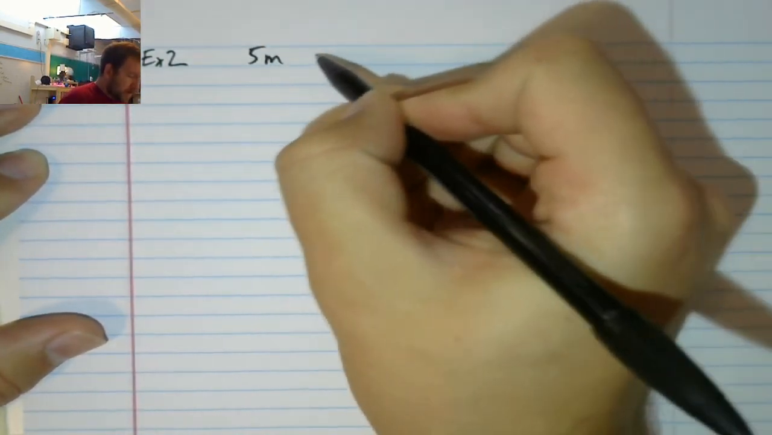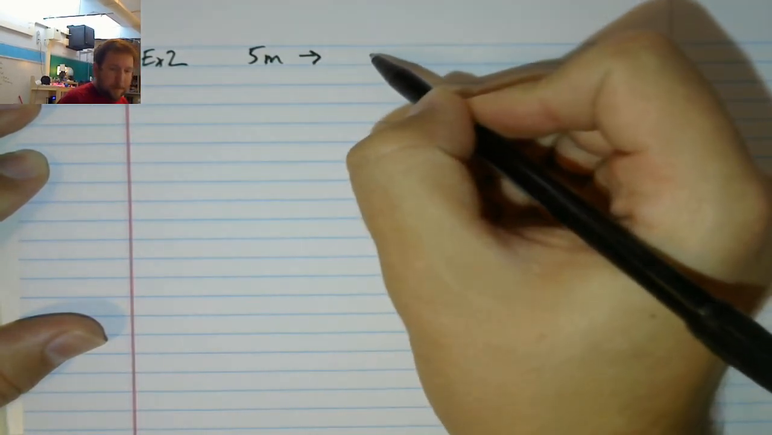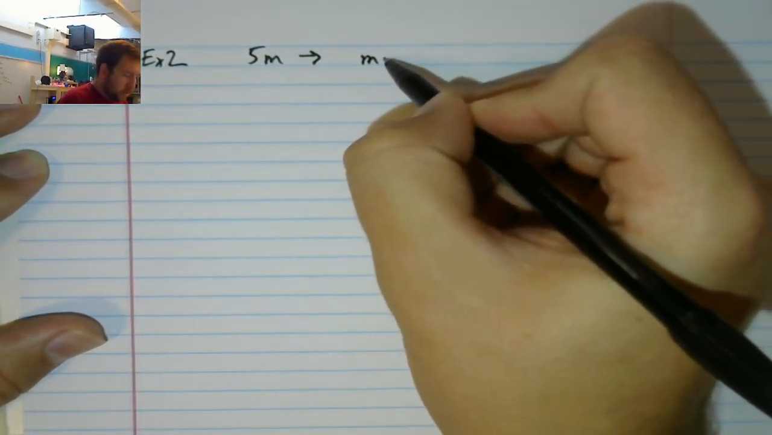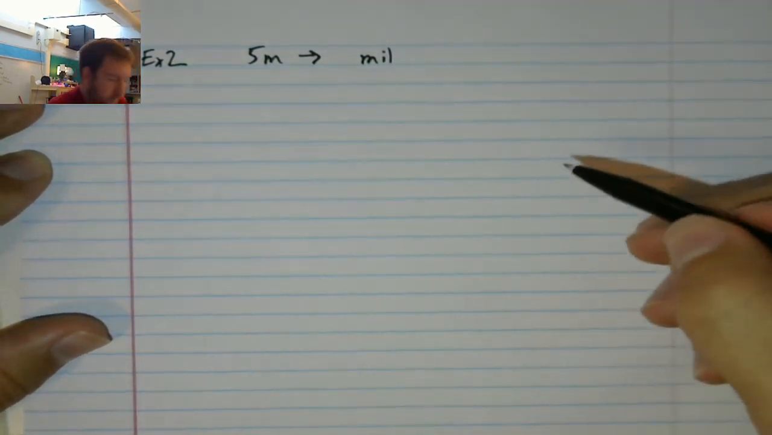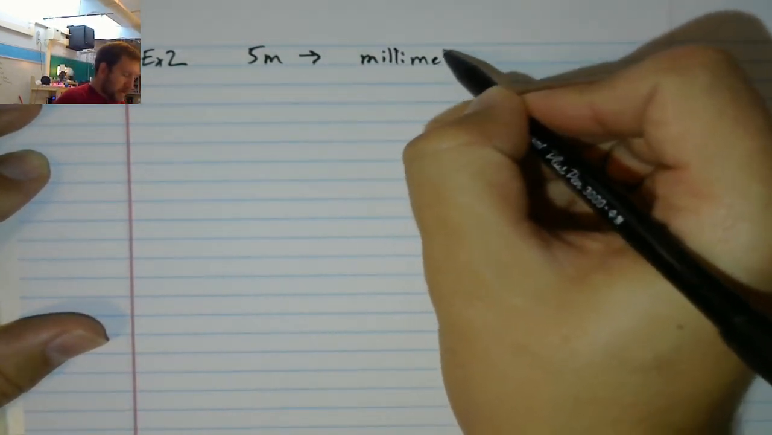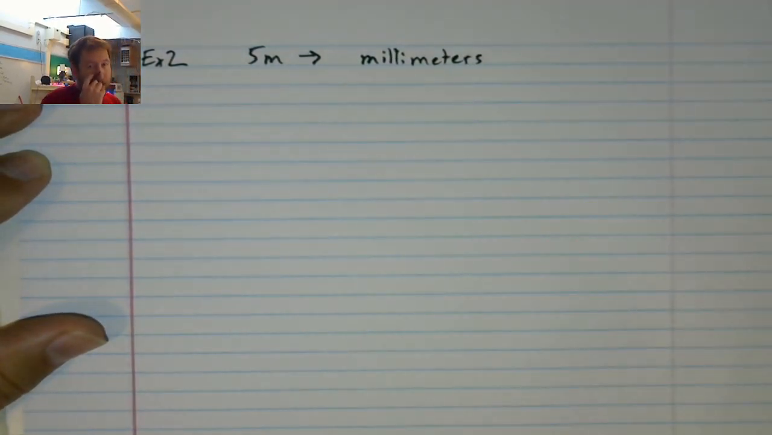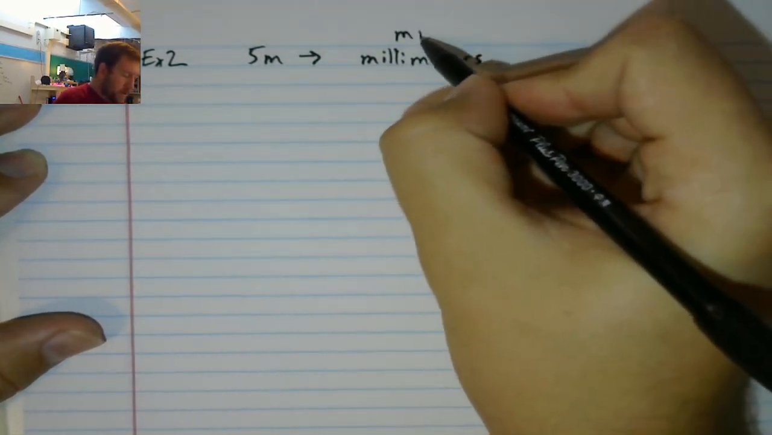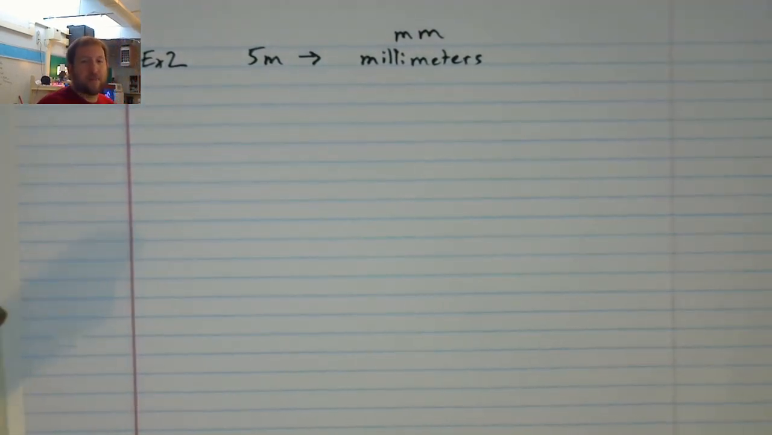Alright, so this next problem, now I'm going to skip to the next page because, as you know, murdering trees is one of my favorite pastimes. Example 2. Alright. We're going to go 5 meters to millimeters. How many L's does that have? I can never remember. Millimeters. Now, if I wanted, I can also write this as mm, because that's the abbreviation, and that works for me.